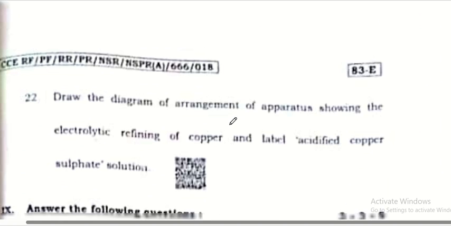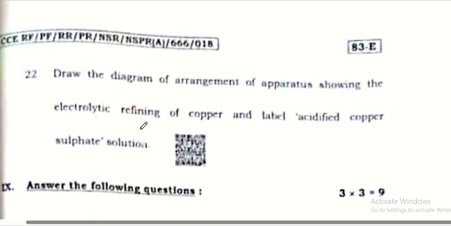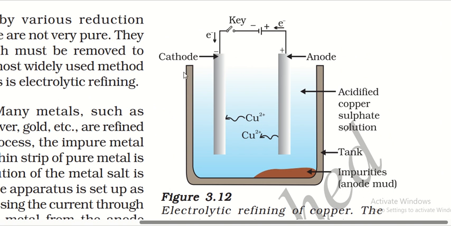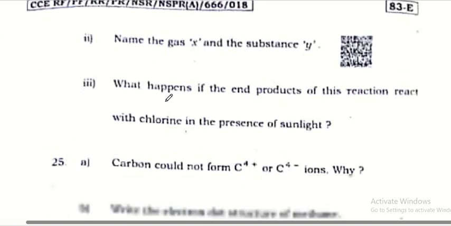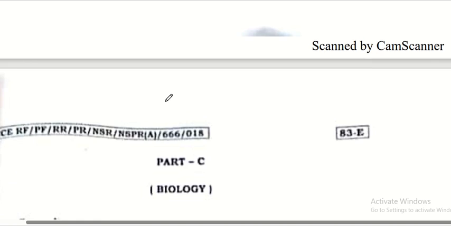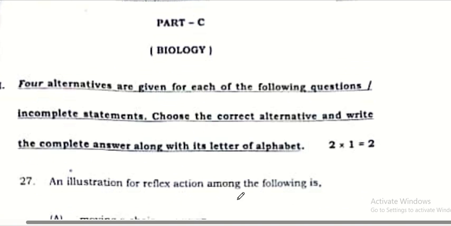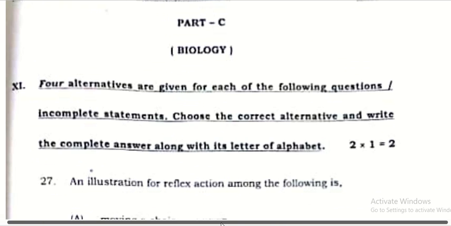Draw the diagram of the arrangement of the apparatus showing the electrolytic refining of copper and label the acidified copper sulfate solution. So students, this is the diagram you have to draw here. Mark the acidified copper sulfate solution and you get the full mark. For questions 23, 24, 25 and 26, I will give you the answers in the next part of the video, because they are lengthy answers.